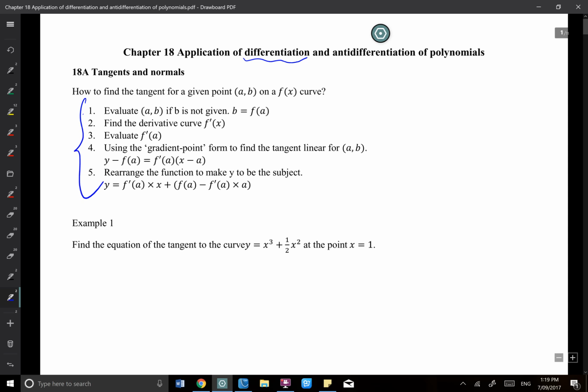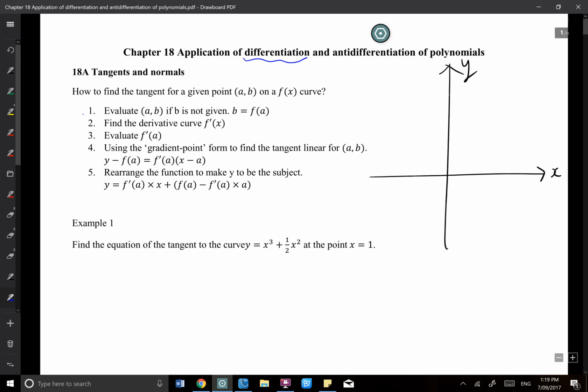If you can't remember what to do, you can remember the steps. So let's say we have a graph. Just sketch any graph you like on x and y. I want to find the tangent at a point. Let's say that function is f(x). Then this point is (a, b), where b is f(a).